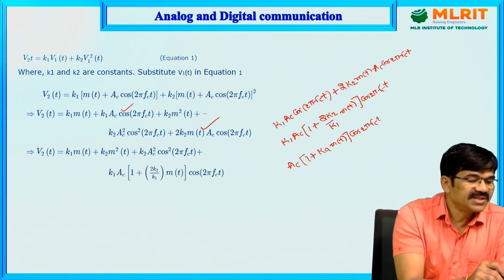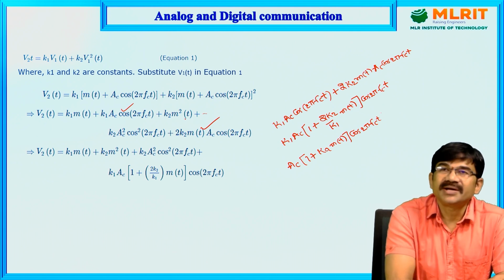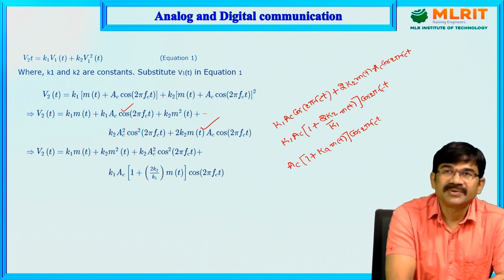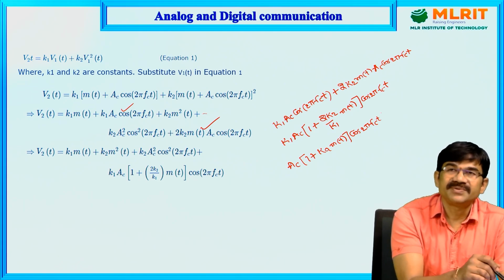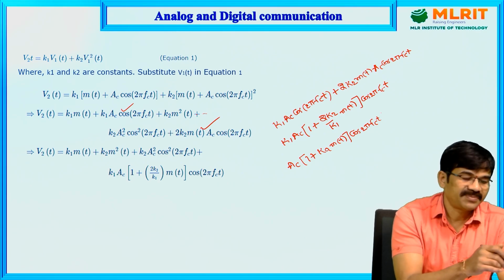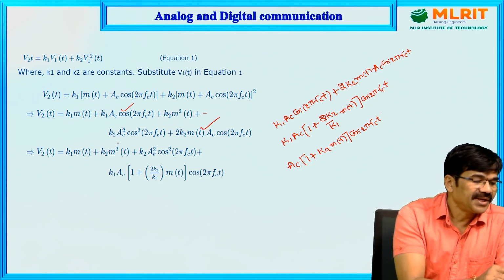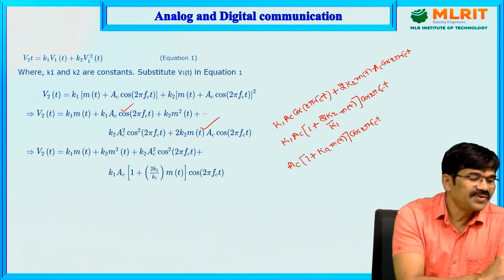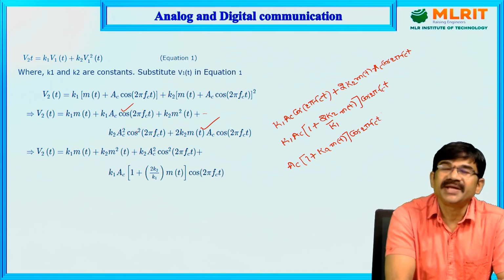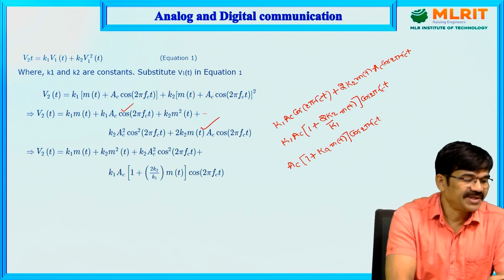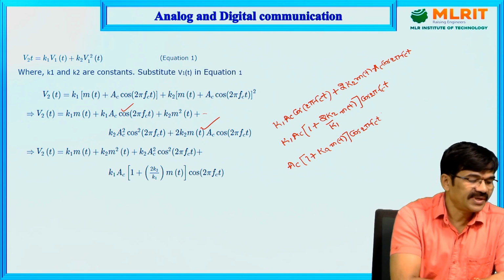Next term is nothing but K2 M square of t. M square of t is nothing but non-linear term. Okay. So M square of t is the non-linear term. We are not at all transmitting, and square is nothing but high frequency. Next to AC square cos square 2 pi FCT, only it is containing the carrier signal. It does not contain any information. So only carrier also we are not able to transmit. Okay. Only carrier also we are not at all transmitting directly.